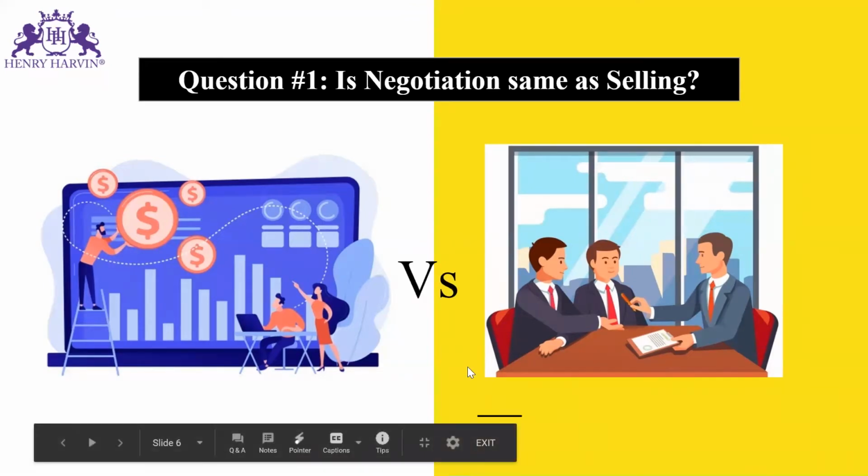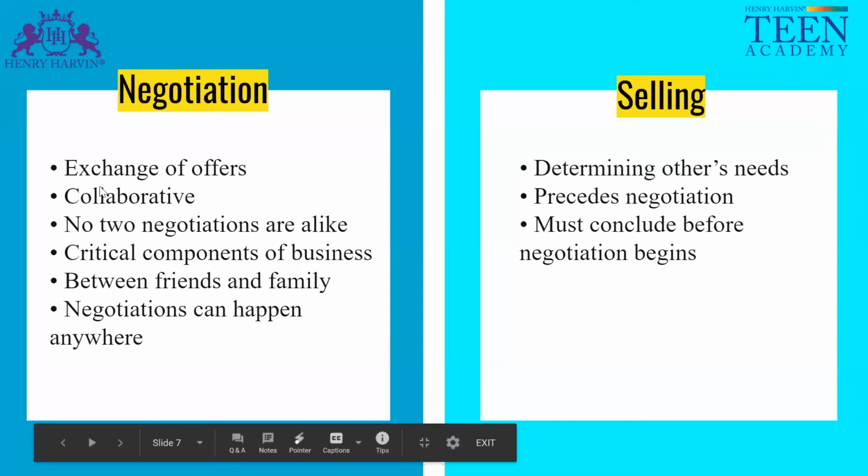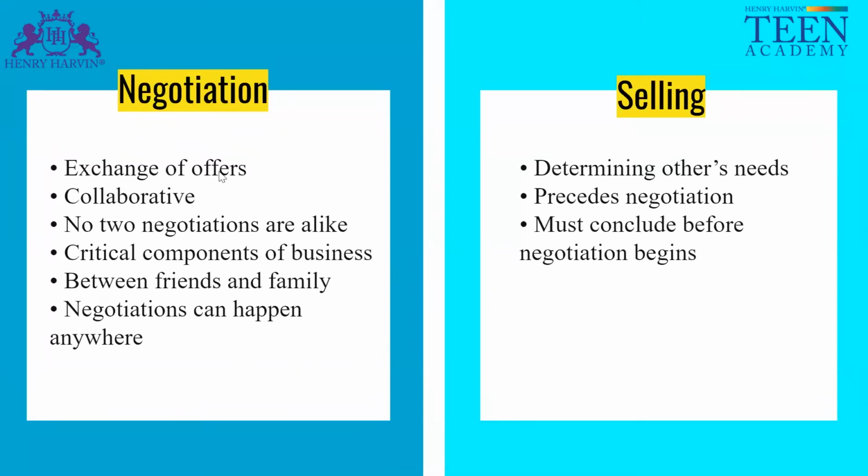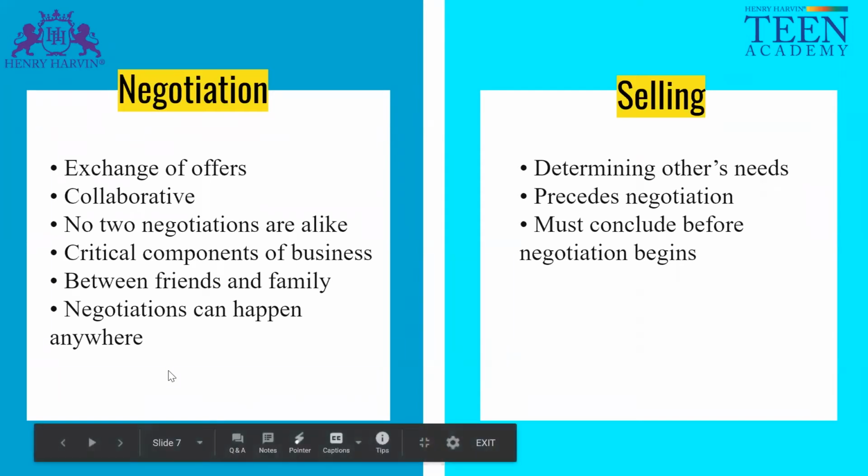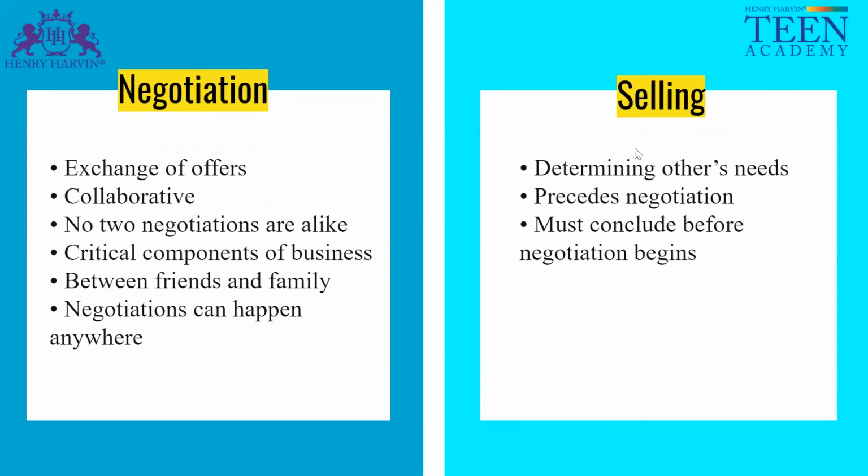Now let's look into it. So negotiation: selling of offer, exchange of offers, collaborative, no two negotiations are alike, critical components of business, between friends and family, negotiations can happen anywhere in everyday life as well. Now, what about selling? Selling is determining the other's needs, precedes negotiation, must conclude before negotiation begins.